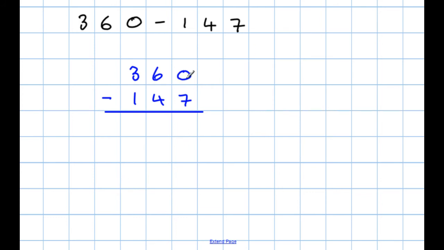Now, watch what I do. I start from the right. 0, take away 7. Well, you can't do it with this method, so I have to borrow 1 from the figure to the left of 0. So that 6 goes down to 5, and I put a 1 in front of the 0 to make it 10. Now I do this. 10 take away 7 is 3. 5 take away 4 is 1. 3 take away 1 is 2. And then, because we like to be neat and precise, we put a line there, and here's our answer. 360 take away 147 is 213.